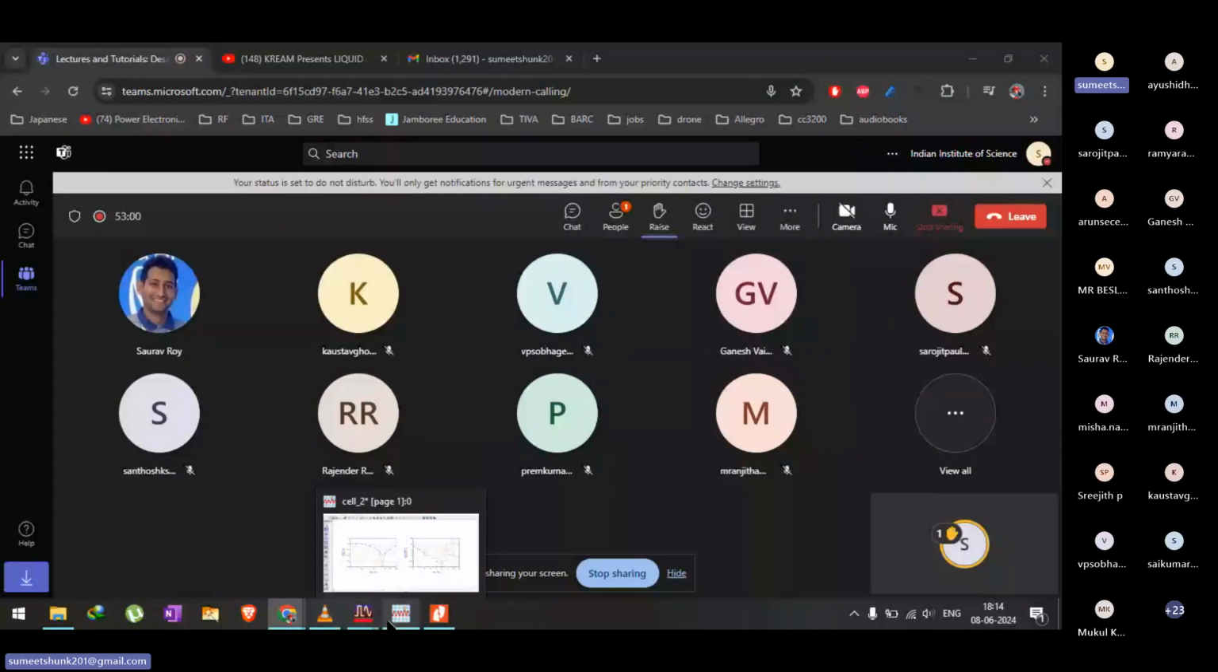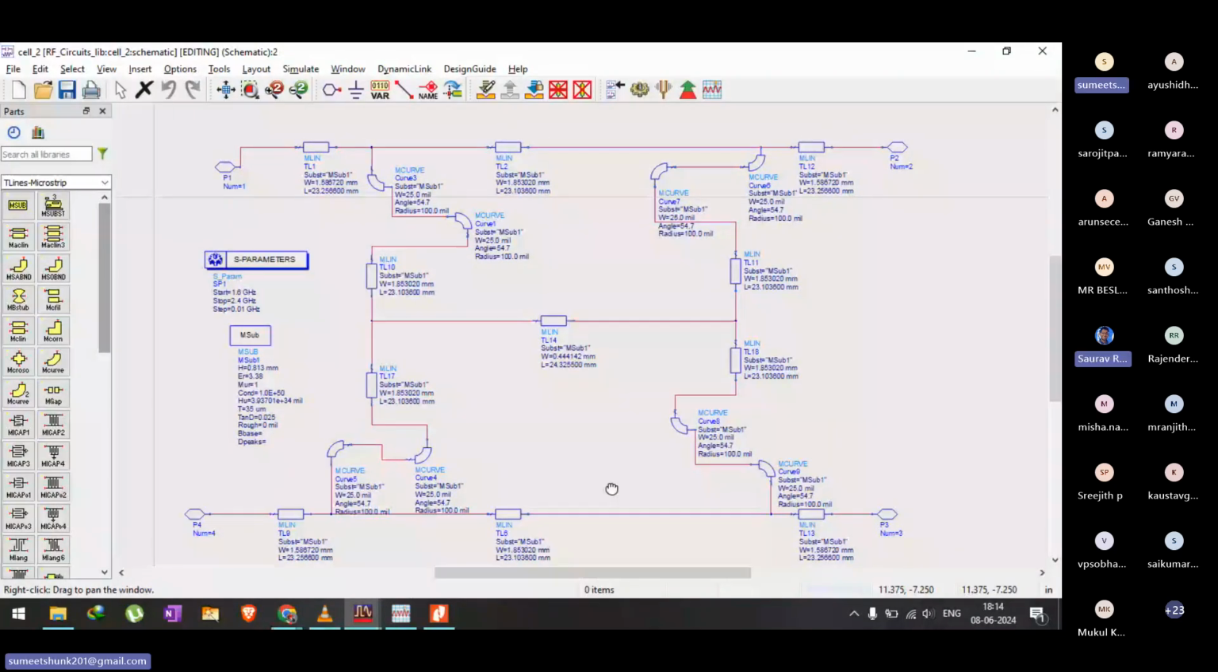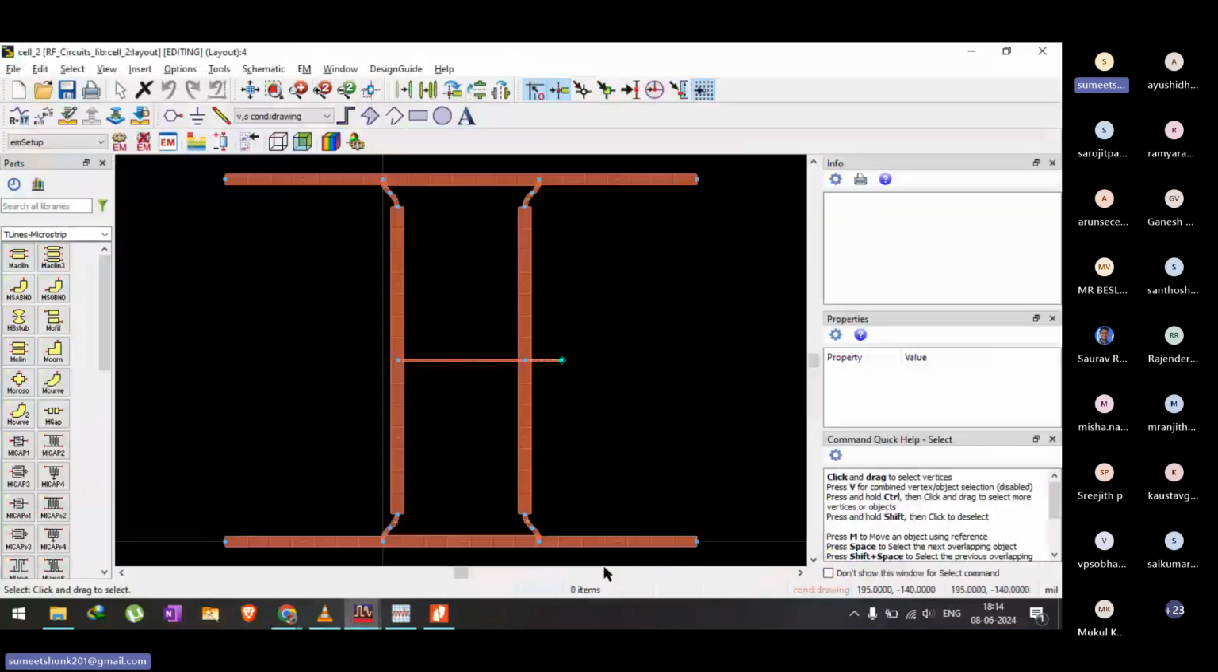Is it visible, sir? Yeah, it's coming up. Yeah, I can see it. So I had drawn a schematic, something like this. Okay. Right. And the layout that has been realized is something like this.